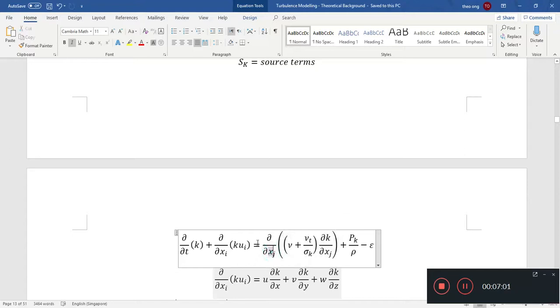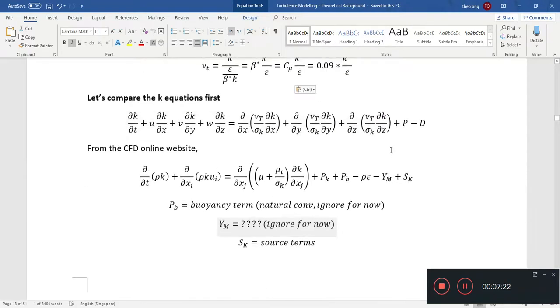Alright, the viscous dissipation term of turbulence kinetic energy. I just divided the dynamic viscosity by density and it became the kinematic viscosity. So it becomes nu here and nu t here. Okay. Then we'll have our production term here, Pk over rho, which will be equal to this production term.